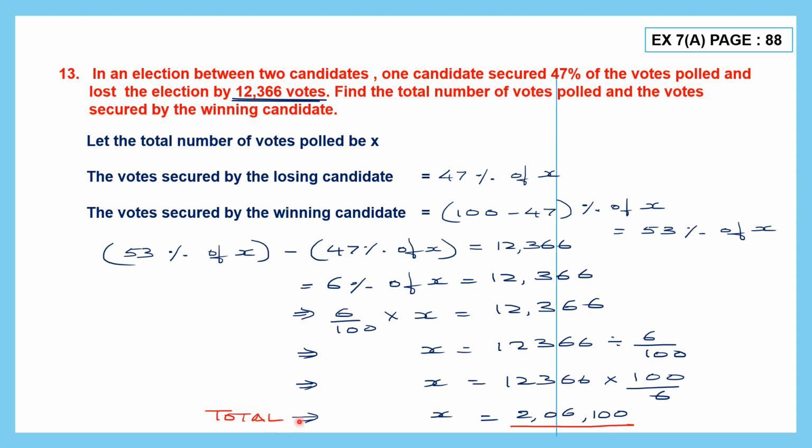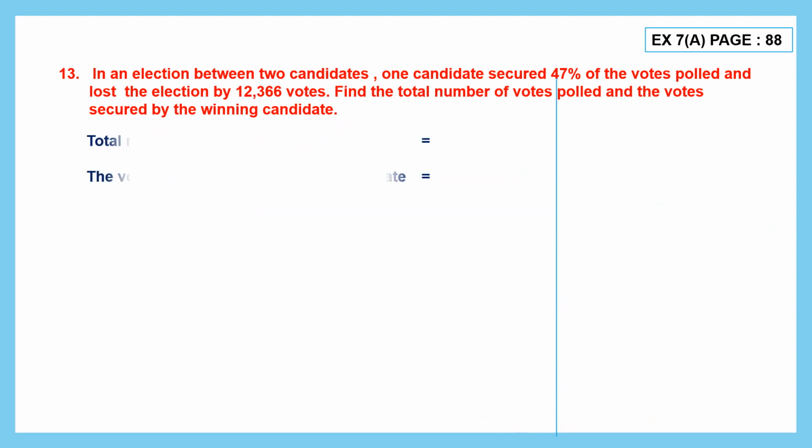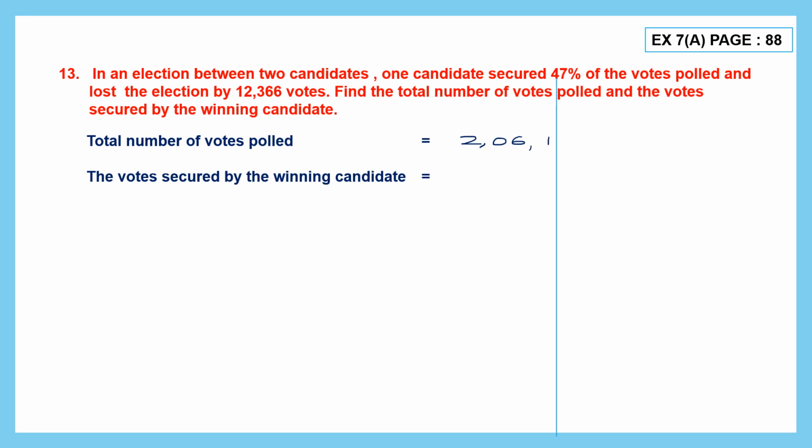Now that we have found the total number of votes polled, we also have to find the votes secured by the winning candidate. So let's do that. The total number of votes polled is 2,06,100. We know that the winning candidate got 53% of the votes, that is 53% of 2,06,100. So this will be 53 by 100 into 2,06,100.